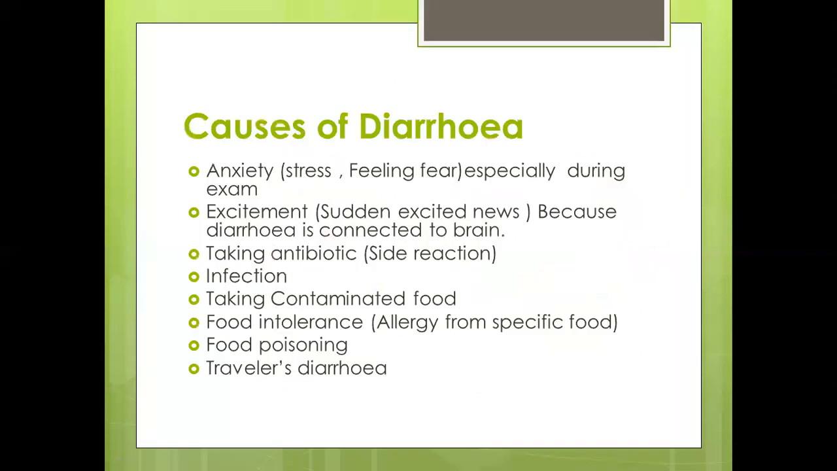What are the causes of diarrhea? Anxiety means stress, feeling fear, especially during exams. Most of the students have examinaria, which is feeling fear of exams. Excitement, sudden exciting news, because diarrhea is connected to the brain. Taking antibiotics, so side reaction. Infection. Taking contaminated food. When you do not wash the fruits and vegetables, they have germs and dust on them, that is called contaminated food. Food intolerance, when some people have allergy from specific food. Food poisoning, and travelers diarrhea.